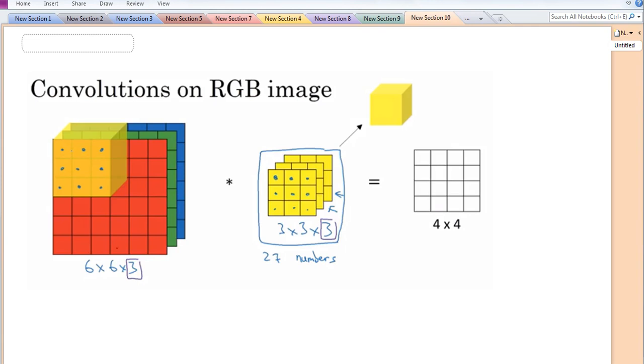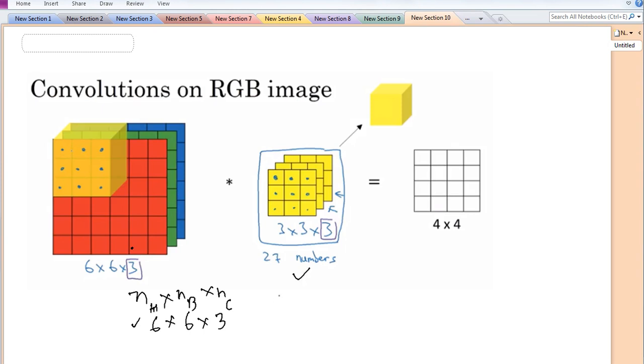So you can say that you have height, you have breadth, and you have the number of channels, NC. So this is 6 by 6, this is 6 by 6 by 3, and you have a filter here.